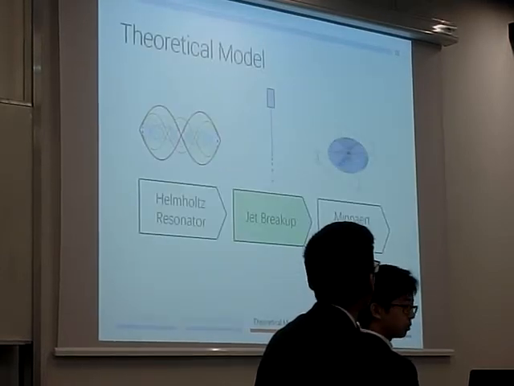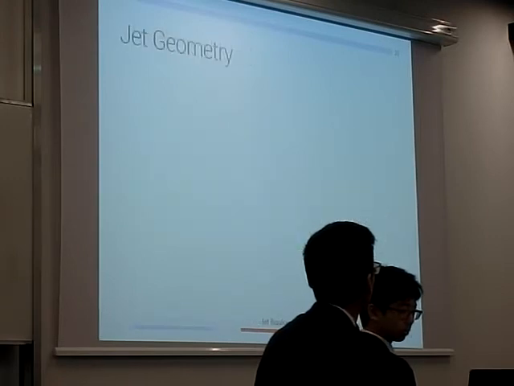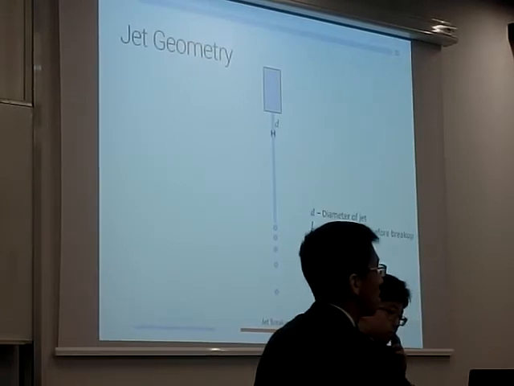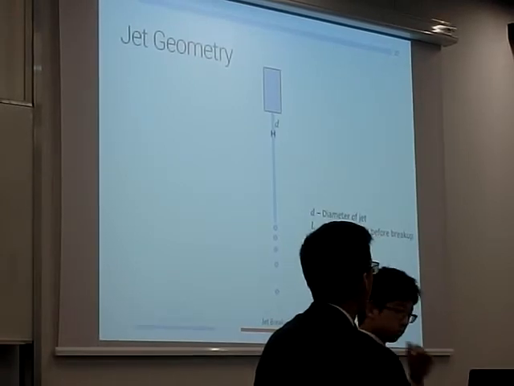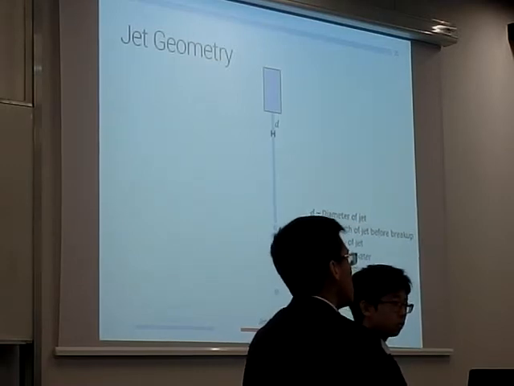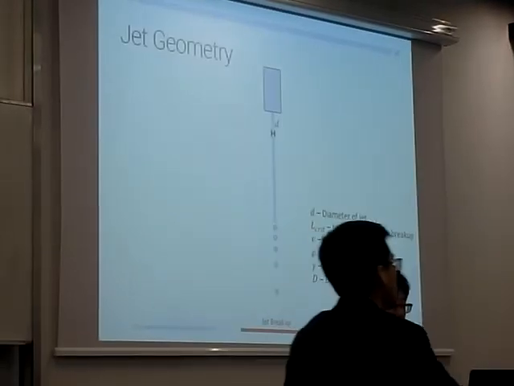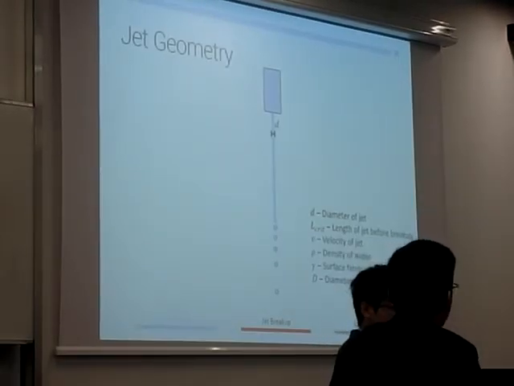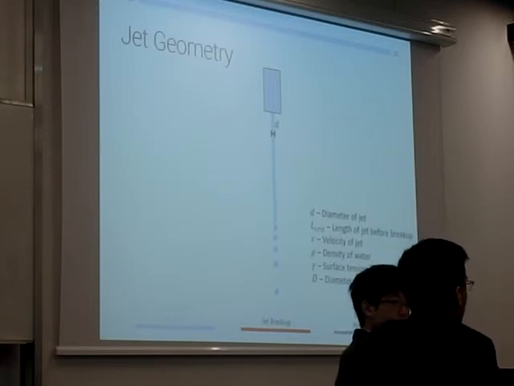On to my next theoretical model, I have jet breakup. So if we look at my jet, we can label the diameter of my jet as d, the critical length as the length of the jet before it breaks up into droplets. V is the velocity of the jet leaving the nozzle. Rho is the density of the water, gamma is the surface tension of the water, and d is the diameter of each tiny droplet, which is different from the diameter of the jet.